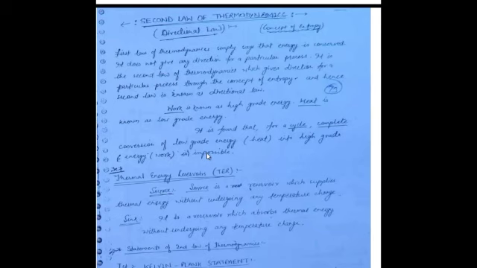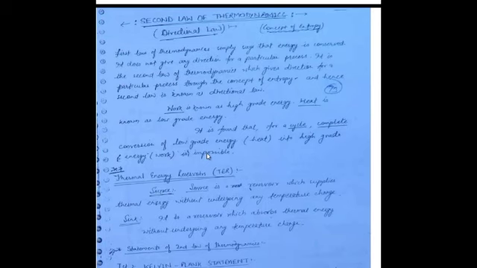Similarly, we introduce the term thermal energy reservoir. This is a reservoir in which, if some quantity of heat is added or removed, the temperature of the reservoir does not change. So thermal energy reservoir is the storage of a huge quantity of heat in which, if some quantity of heat is added or rejected, it does not suffer any temperature change. This is called a thermal energy reservoir.